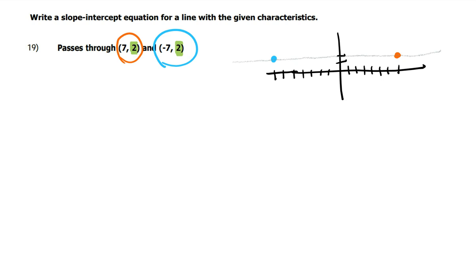Lines that are horizontal always have the exact same equation. It is y equals wherever it is they're going through the y-axis. And that is the number they have in common. It's y equals 2. That's it.